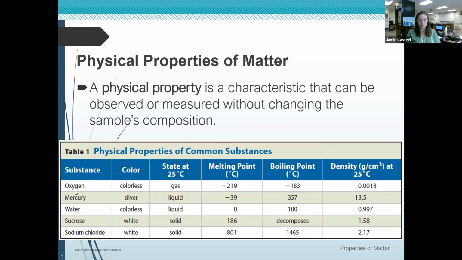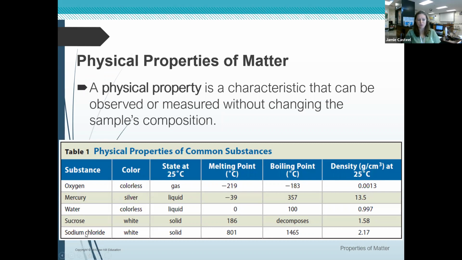So here, what are some physical properties of, let's say, oxygen? Oxygen, if you'll look down here, is colorless. At room temperature, which is 25 degrees Celsius, it's a gas. Its melting point, I can check that without changing it. It's still oxygen no matter what phase it's in. Melting point is negative 219 Celsius. Boiling point is negative 183 Celsius. And its density at room temperature, remember that changes with temperature, is 0.0013. So obviously it's much less dense than most things that we talk about.